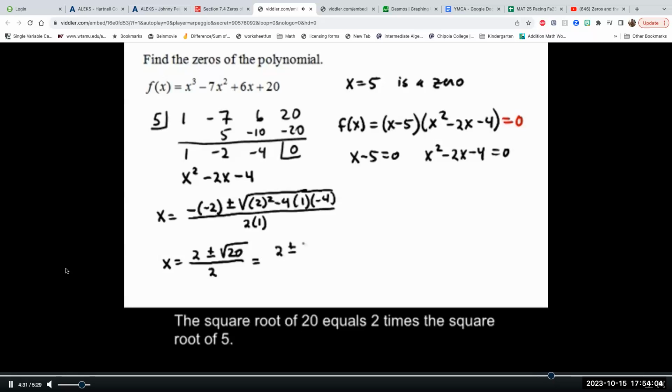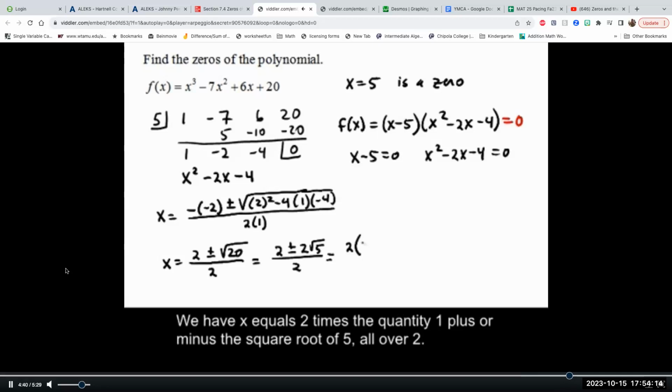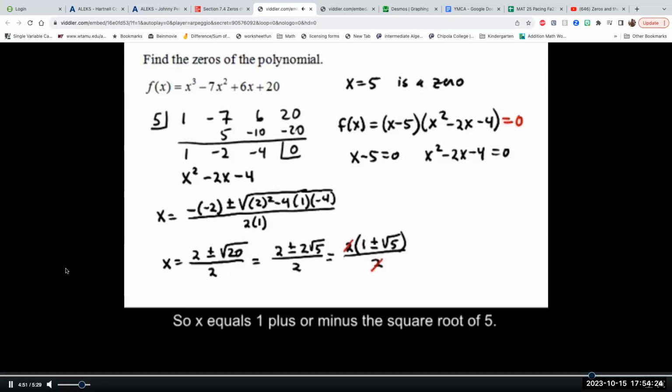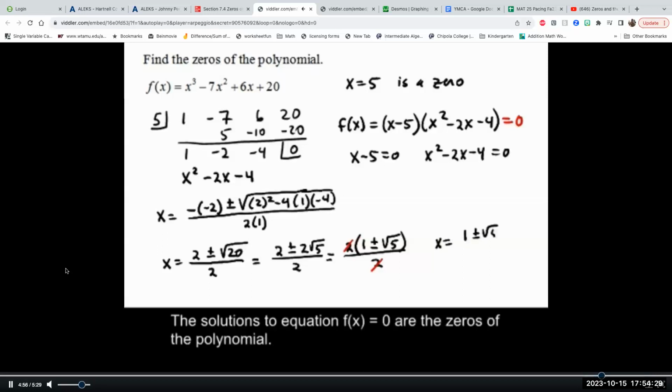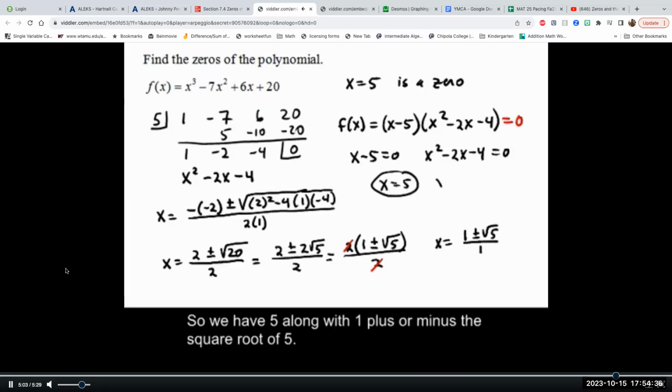The square root of 20 equals 2 times the square root of 5. I can factor out a 2 from the numerator. We have x equals 2 times the quantity 1 plus or minus the square root of 5 all over 2. So x equals 1 plus or minus the square root of 5. The solutions to the equation f of x equals 0 are the zeros of the polynomial. So we have 5 along with 1 plus or minus the square root of 5.